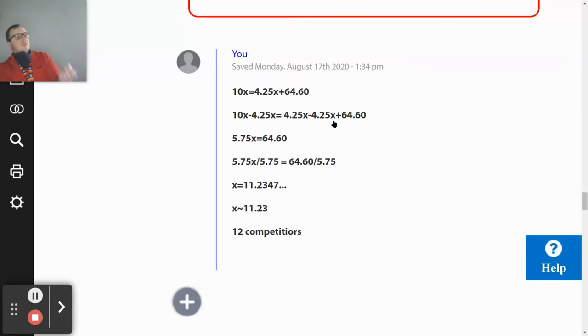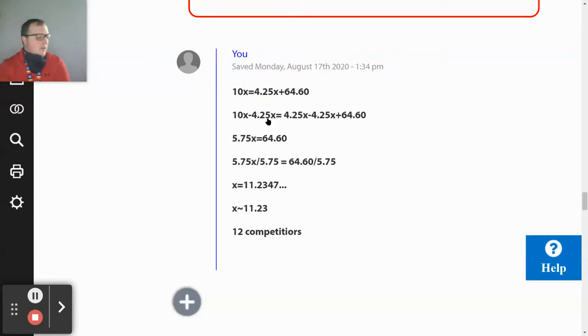And the zero addition property says that anything plus 0 is itself. I don't know if that's the real name of the property. I just made it up, but that's the point. Anything added to 0 is itself. So the 10x minus 4.25x, this is where I combine like terms, and I subtract the 4.25 from the 10, and I get 5.75x equals 64.60.